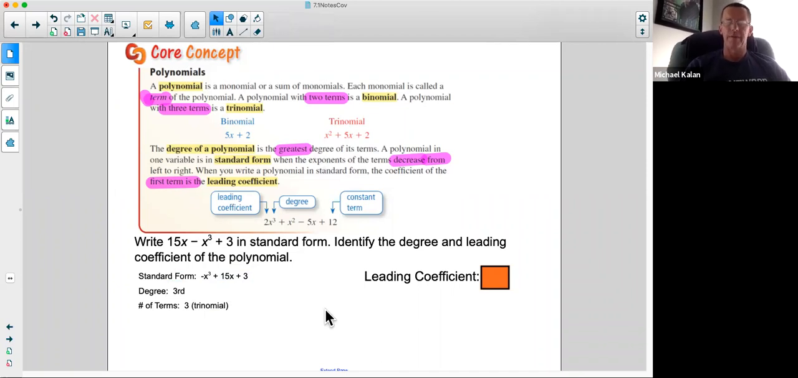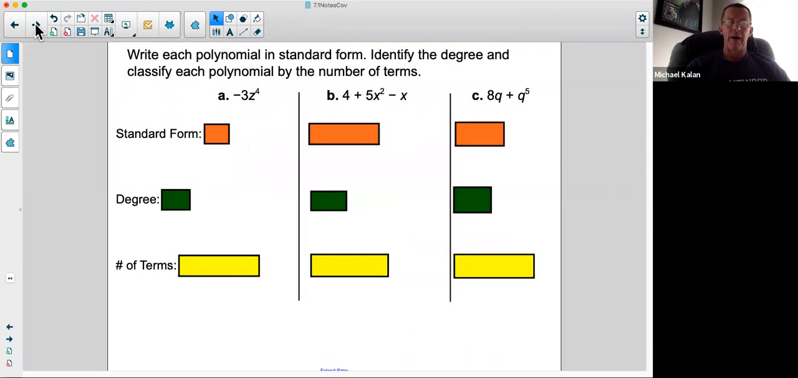And what's the leading coefficient? Leading coefficient is the coefficient of the first term when it's in standard form. What's the coefficient on this term here? -1. Good. All right, so let's try these here.